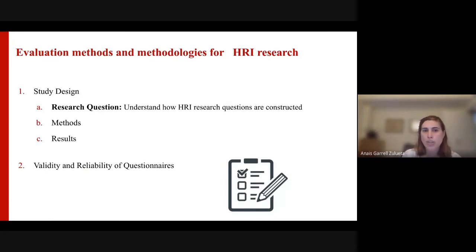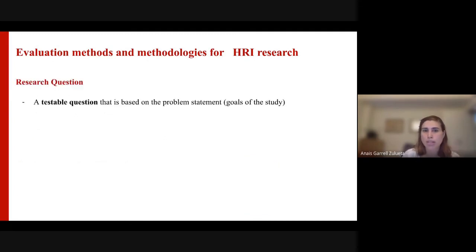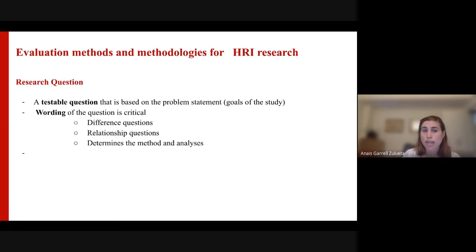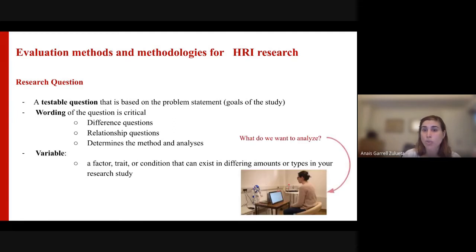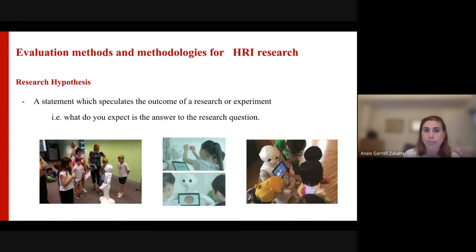So what is the research question? It's to understand how human-robot interaction research questions are constructed. Depending on the task that we want to solve, we have to define a testable question. So it's crucial to have the wording right. Basically, we want to define what we want to analyze. And depending on that, we will define the variables, which are the factors, traits, or conditions that can exist in different amounts or types in your research study. So if we have the research question, we can define the research hypothesis, which is what I want to demonstrate.